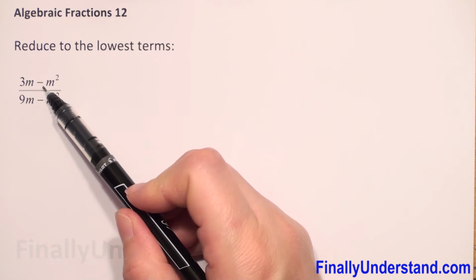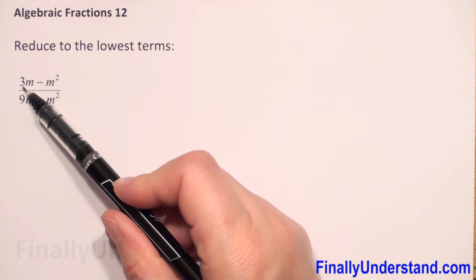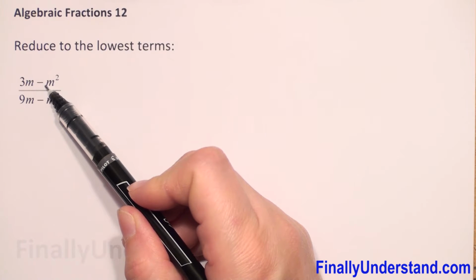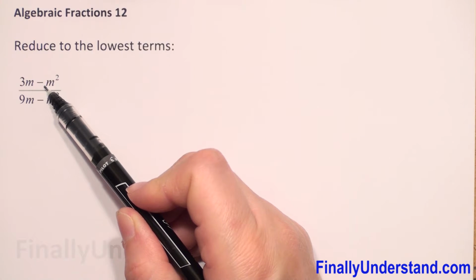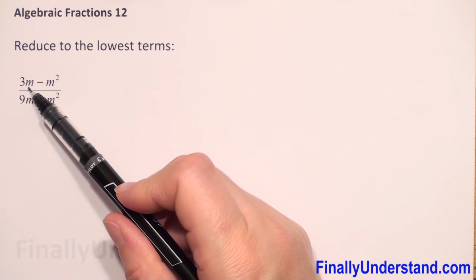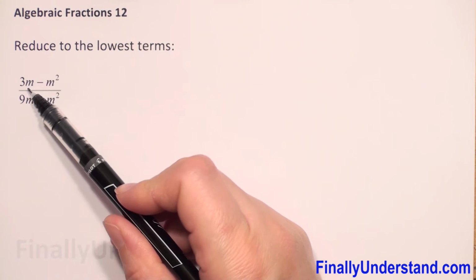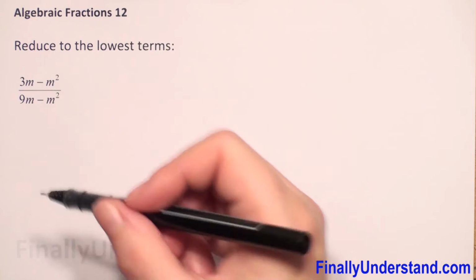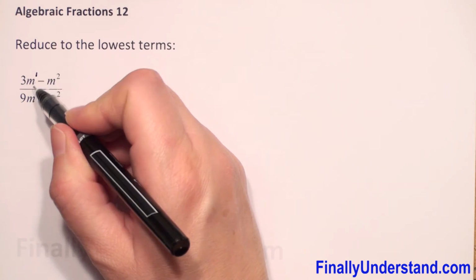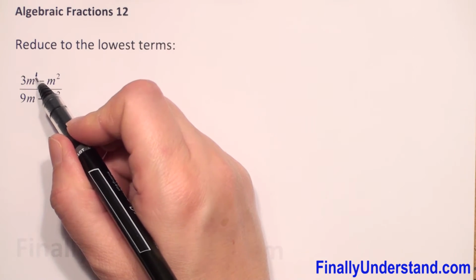We have 3m minus m squared. First, before m we have coefficient 3, and before m is an invisible 1. So for 3 and 1, the greatest common factor is 1. When we take 1, it doesn't change anything, so we cannot factorize any number. But we have m and m squared, so we have to choose the variable with the lowest power. The lowest power is an invisible 1. If you don't have a power, it's always an invisible 1.